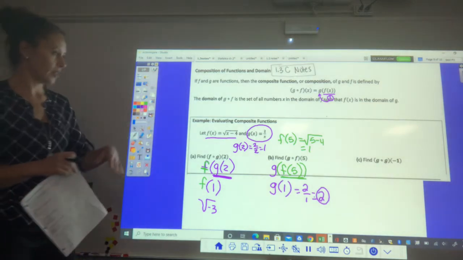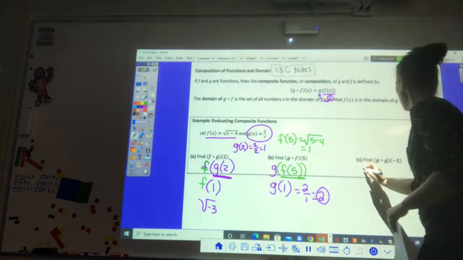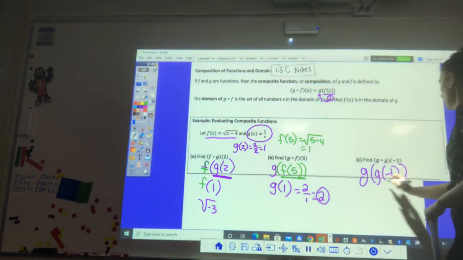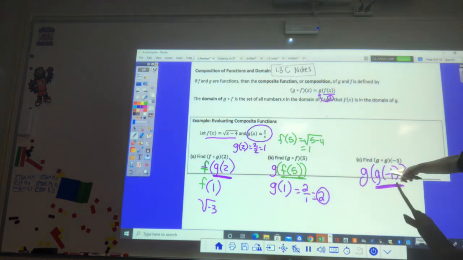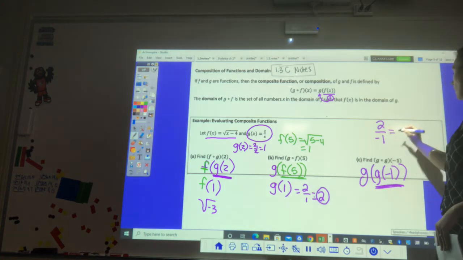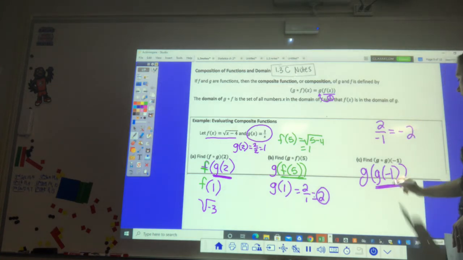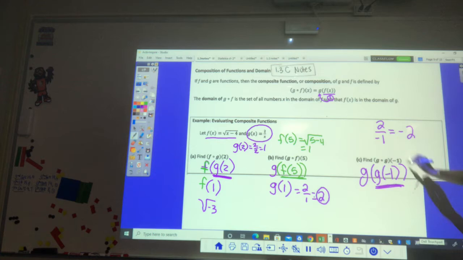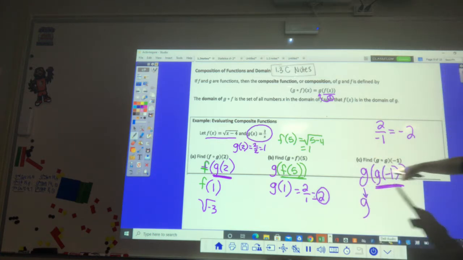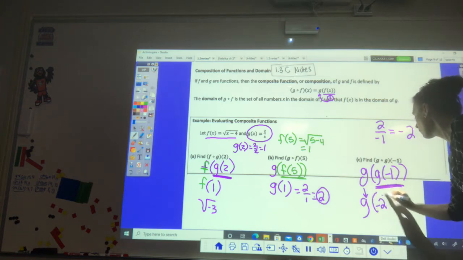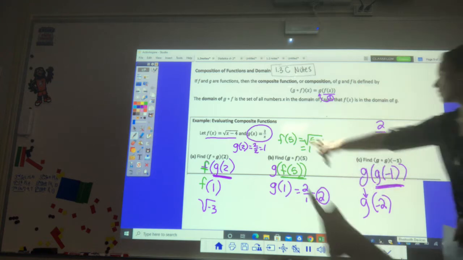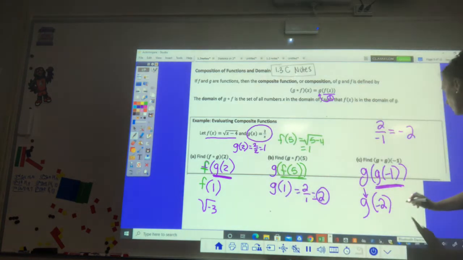Okay, for the third one, it is okay that we have g written twice. That's okay. g of -1. So we're going to start by plugging in a -1 into the g function. So 2 divided by -1 is -2. So the answer to this right here is -2. I'm going to bring down that. And then the answer to this is -2, meaning now I need to plug -2 into the g equation. So 2 divided by -2 is -1.